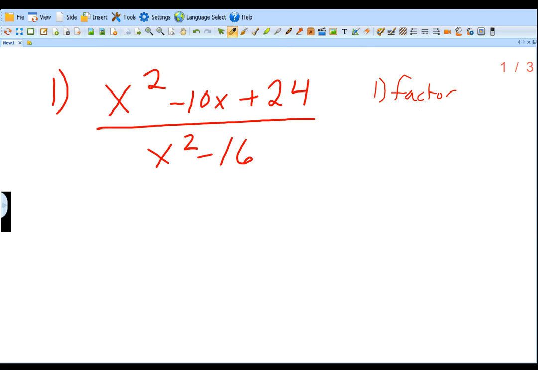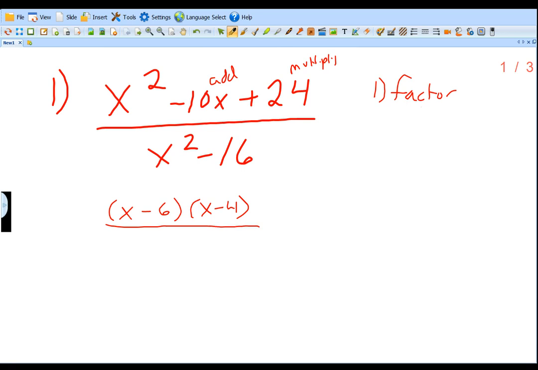So look at the numerator. We have x squared minus 10x plus 24. Can we factor that? Yeah, it's a trinomial. So what we're going to do is look at, all right, what two numbers multiply to positive 24 and add to negative 10? That's going to be x minus 6 and x minus 4. So that's our numerator now.